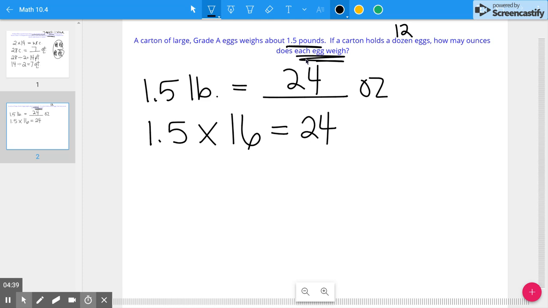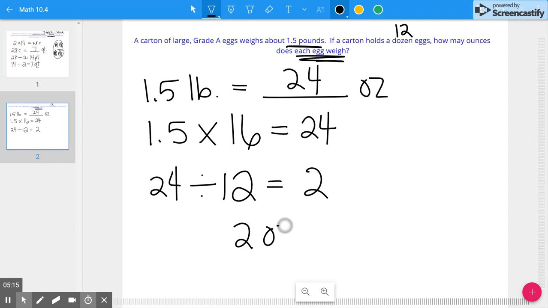Part 2 now, I need to think about, well, if there's 12 eggs in a carton, in a dozen, and the whole dozen weighs 24 ounces, how am I going to figure out how many each individual egg weighs? I'm going to start with what I know, the 24, and then since I'm looking at what each individual egg weighs, I'm going to divide. I'm going to divide by the 12 because there are 12 eggs. And I know that 24 divided by 12 is 2. So each egg actually weighs 2 ounces.